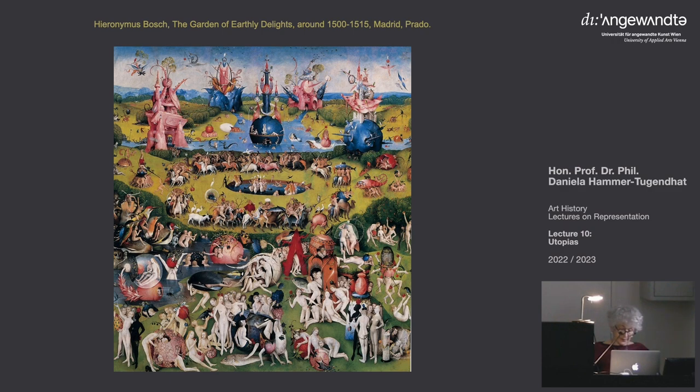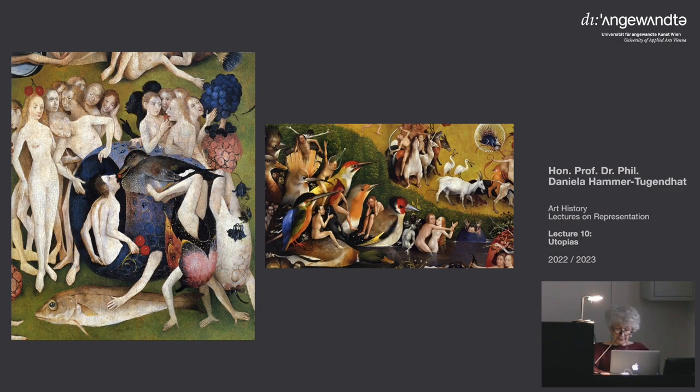There are certain aspects that Bosch and Thomas More have in common. At the same time, however, they couldn't be more different from each other. What they share is a notion of utopia, a certain form of equality, peaceful cohabitation among all people, between black and white, peaceful cohabitation between man and animal.